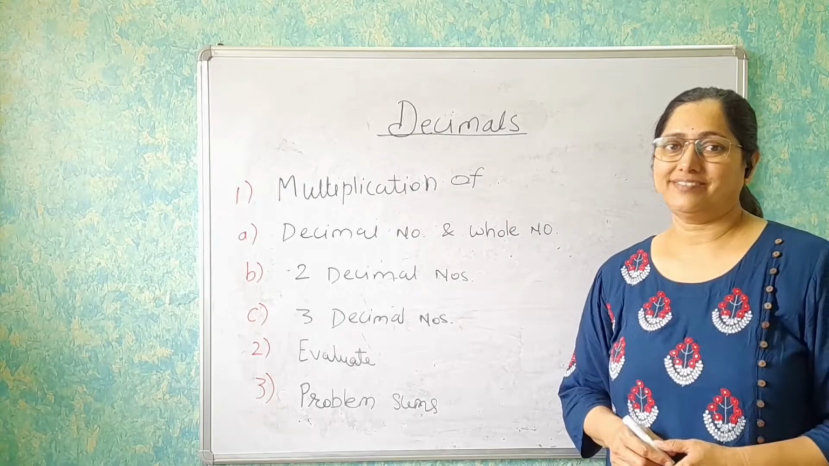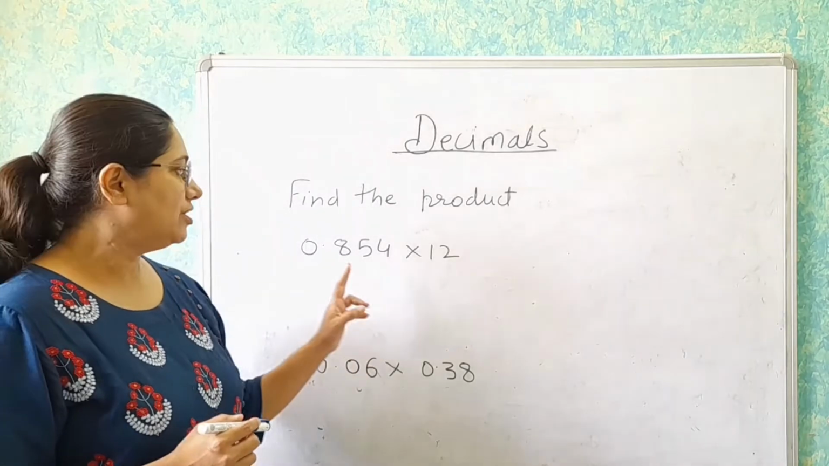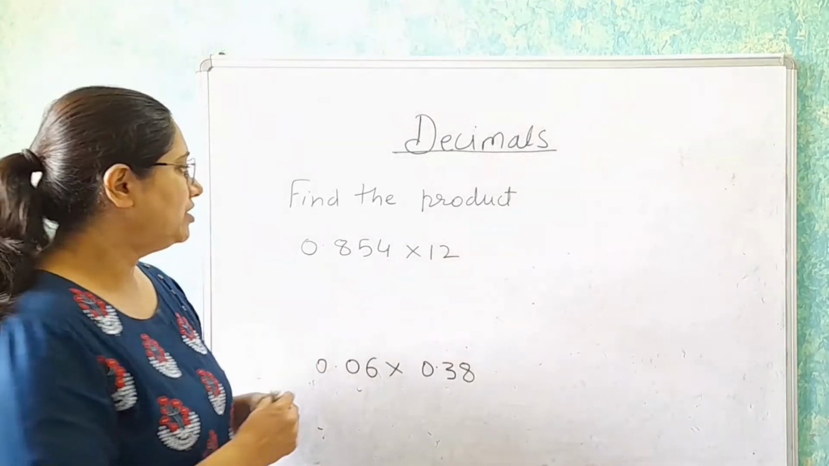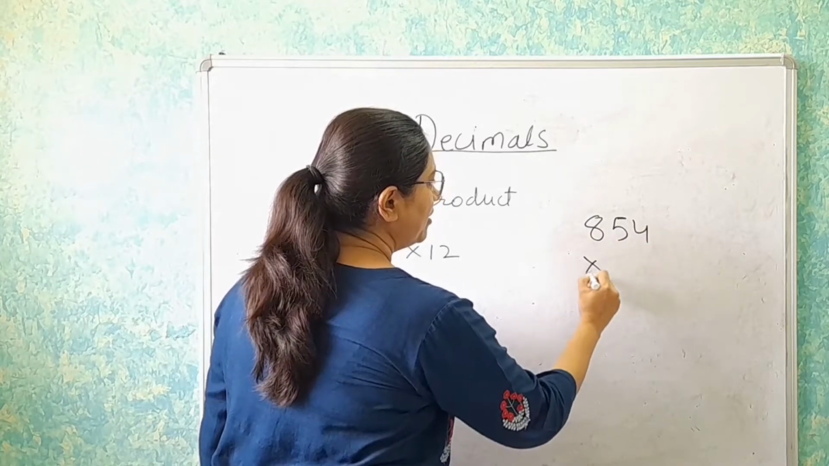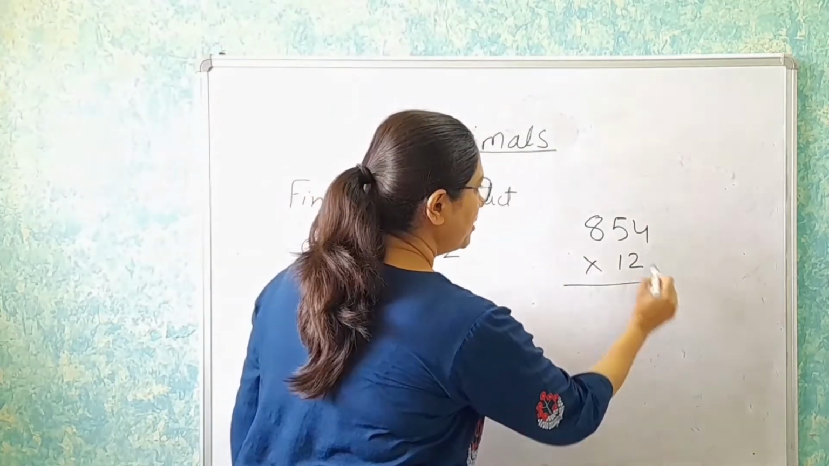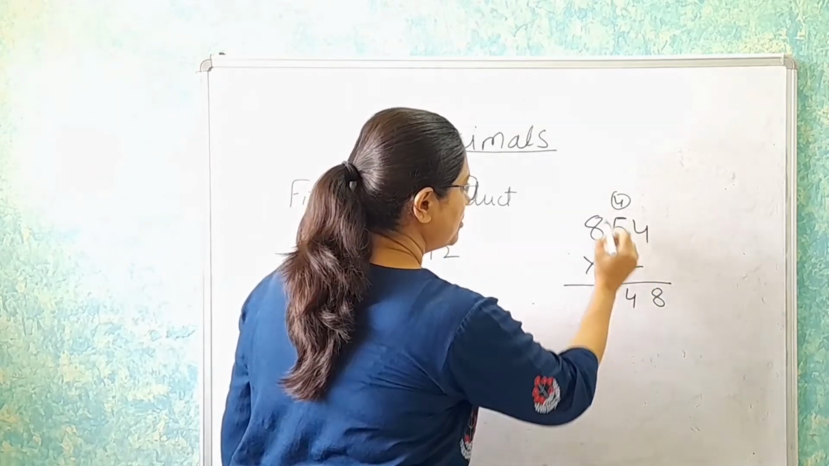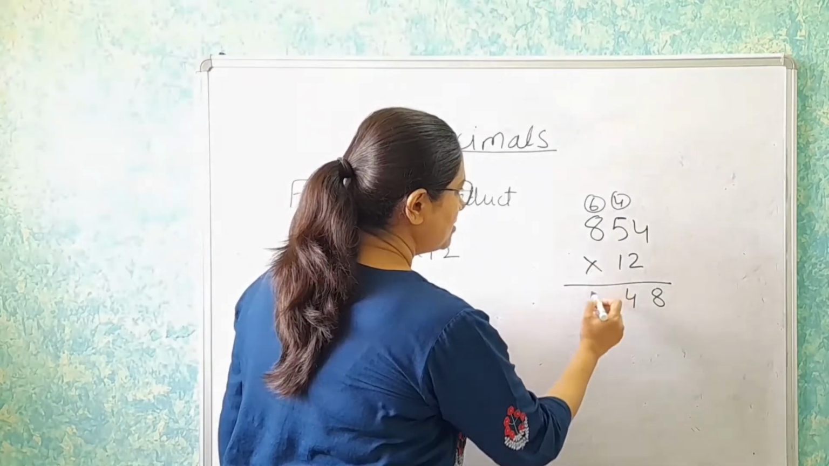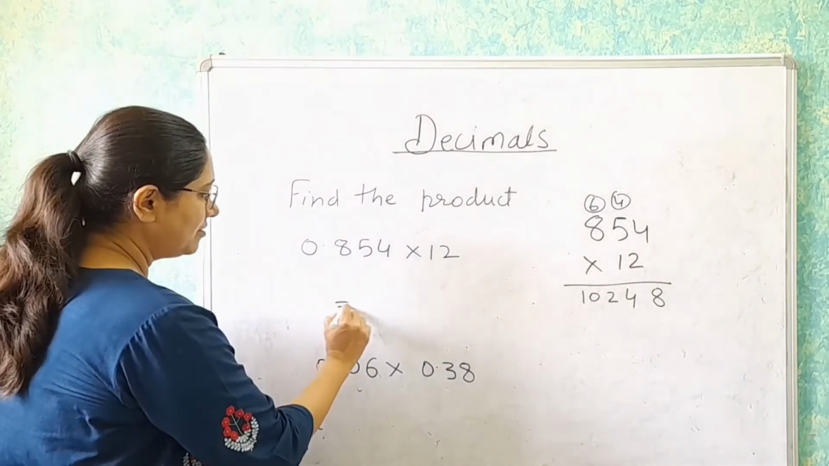So let's get started. Let's start with multiplication of a decimal number with a whole number. We just have to multiply these two numbers without considering the decimal point. So first we will multiply 854 by 12. 12 fours are 48, so it will be 8, carry 4. 12 fives are 60 plus 4, 64, so it is 4, carry 6. 12 eights are 96 plus 6, 102.